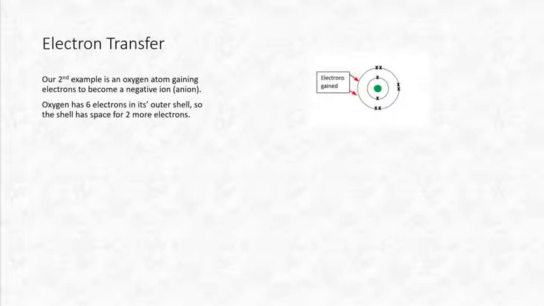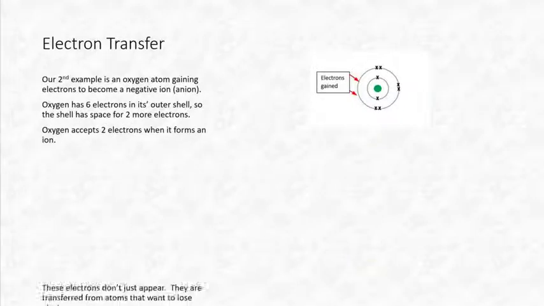Okay, let's do an example of making or forming a negative ion. So our example here is an oxygen atom, and that's going to gain electrons to become a negative ion or anion. So oxygen has 6 electrons in its outer shell. It wants to have a full outer shell, so it has space for 2 more electrons, and so we can draw arrows coming in for electrons gained. Oxygen is accepting those 2 electrons and forming an ion.